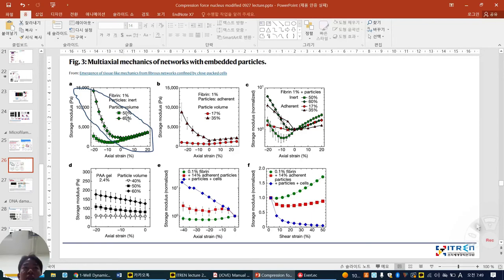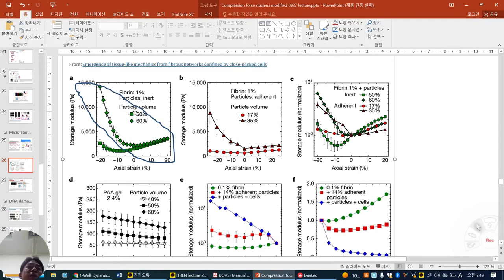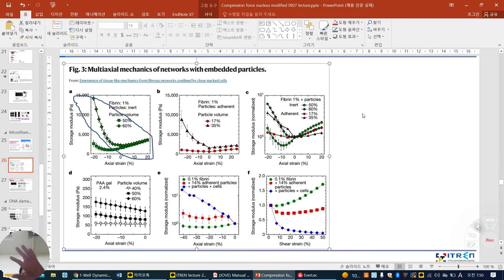So next, what can be included? They add particles. Okay? Even in fibrin, when they induce inert particles, up to 50 or 60%, then you can see the strain stiffening condition. And when they use another adherent particle, maybe PAA gel, other particles, it also increases. So the beauty of this paper is that to mimic the tissue mechanics, the particle should be considered. This is their message.